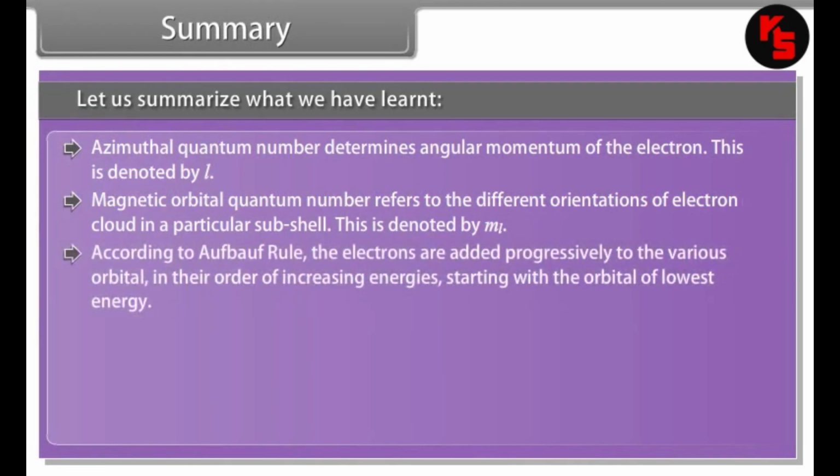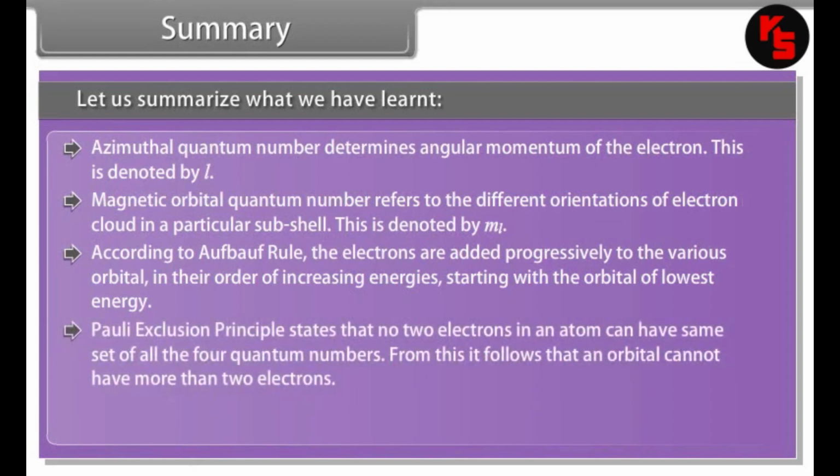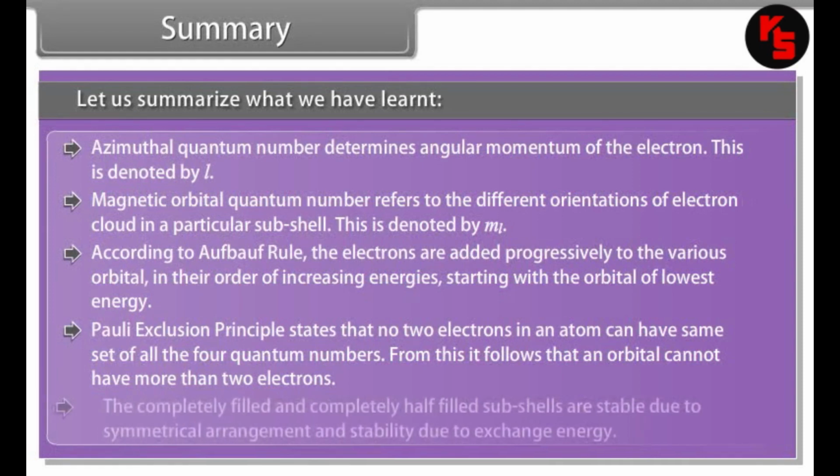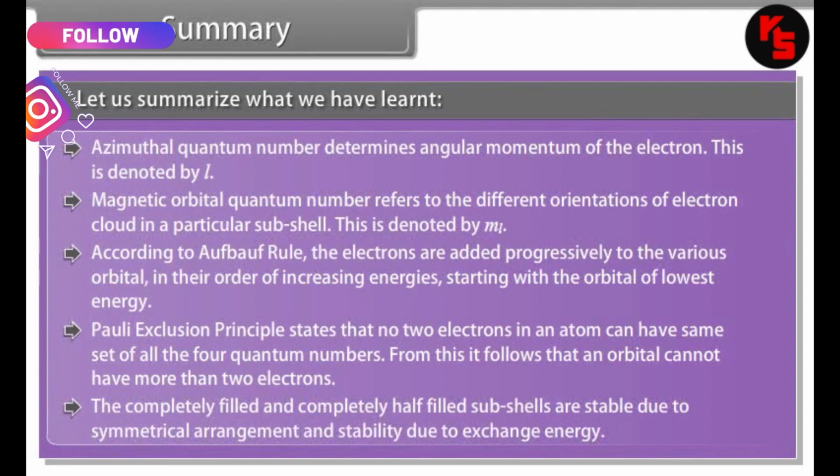According to the Aufbau rule, the electrons are added progressively to the various orbitals in their order of increasing energies, starting with the orbital of lowest energy. Pauli's exclusion principle states that no 2 electrons in an atom can have the same set of all the 4 quantum numbers. From this, it follows that an orbital cannot have more than 2 electrons. The completely filled and completely half-filled subshells are stable due to symmetrical arrangement and stability due to exchange energy.